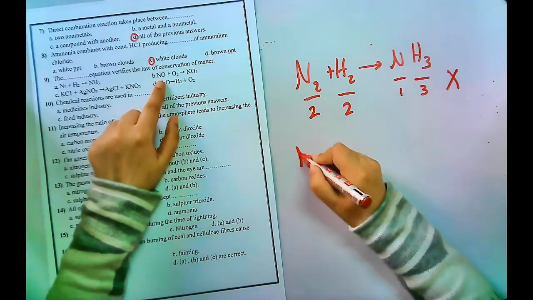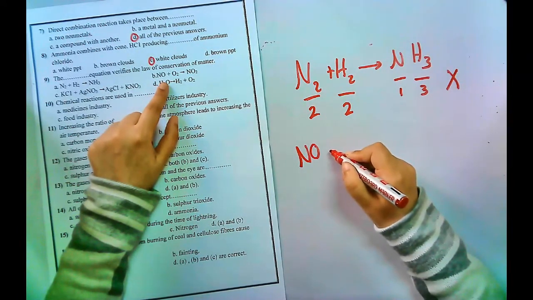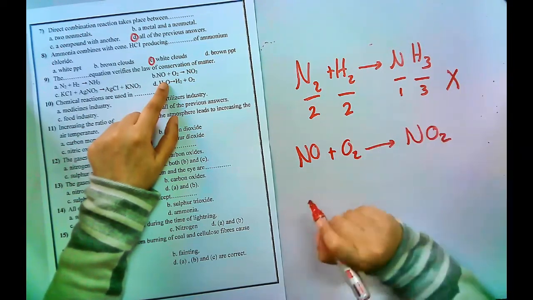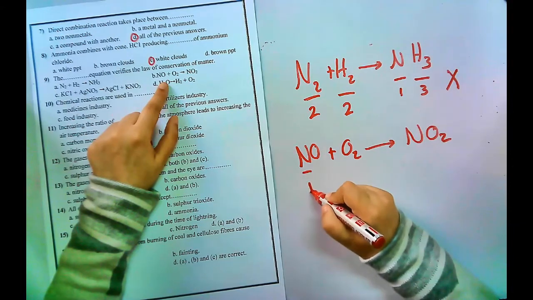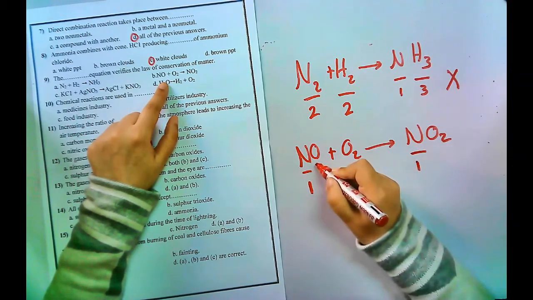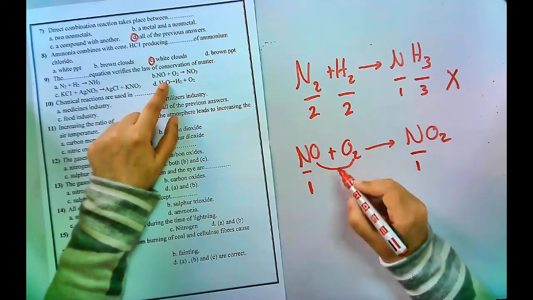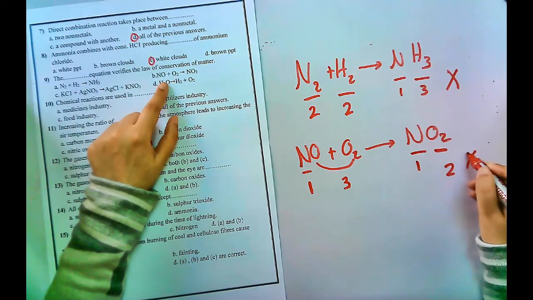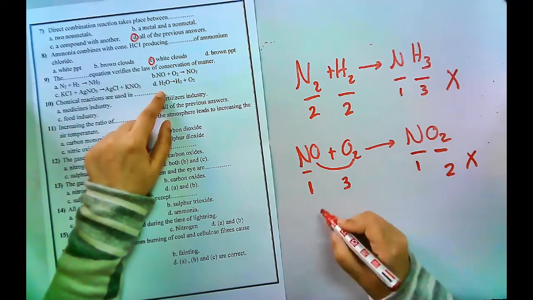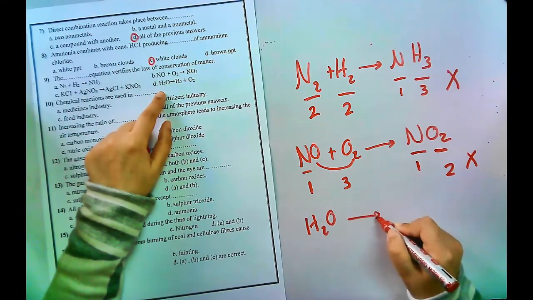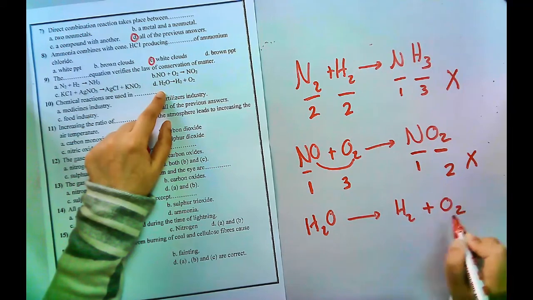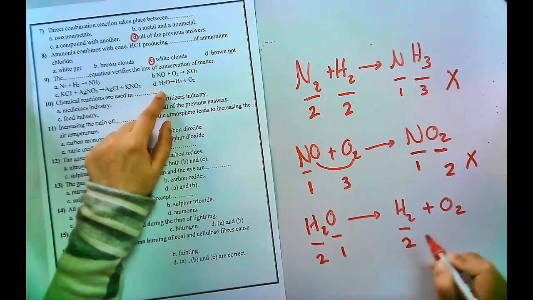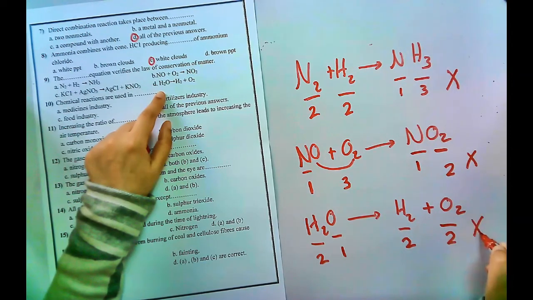The next one: nitrogen monoxide plus oxygen will produce nitrogen dioxide. Let's count here. The number of nitrogen atoms is 1, and here it's 1. Oxygen is 1 here and 2 here, so they are 3. Here oxygen is 2, so oxygen is wrong. This equation is not balanced. Next, H2O will produce H2 plus O2. Here the hydrogen is 2, and here the hydrogen is 2. Oxygen is 1, but here oxygen is 2, so this is wrong also.